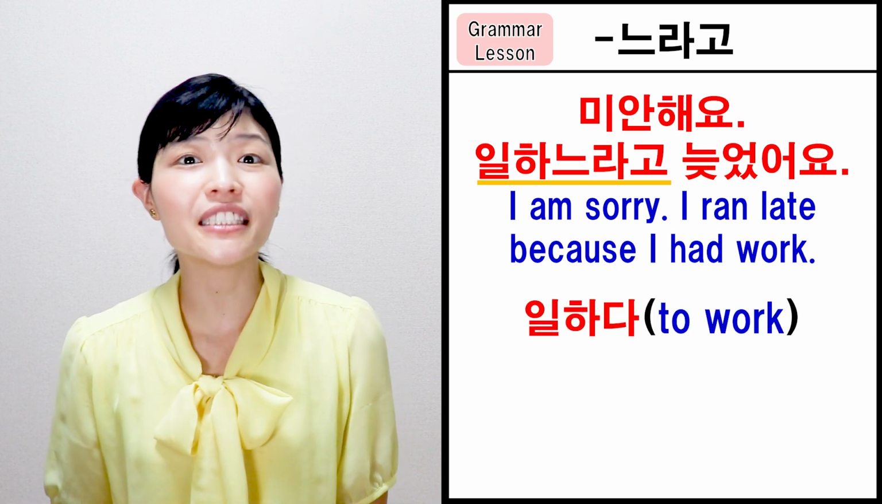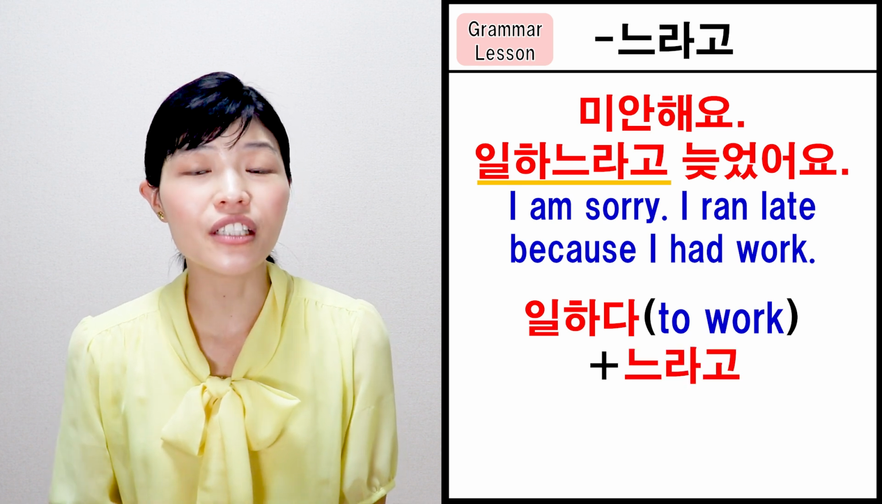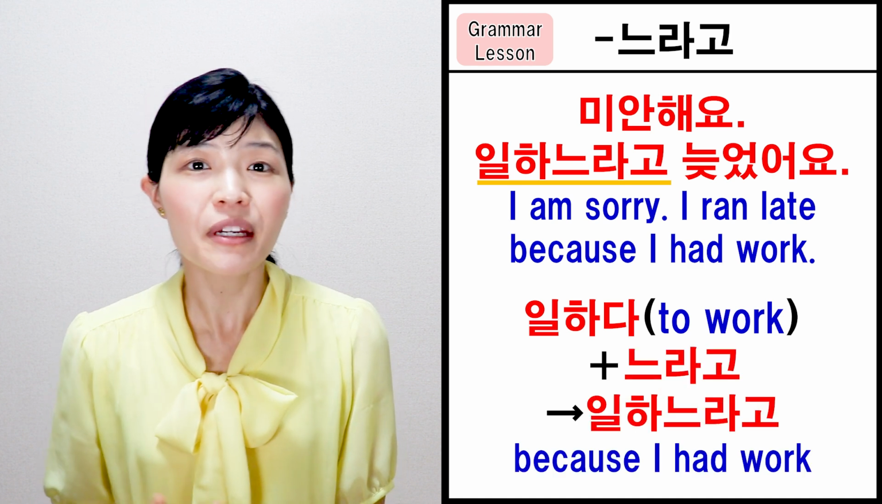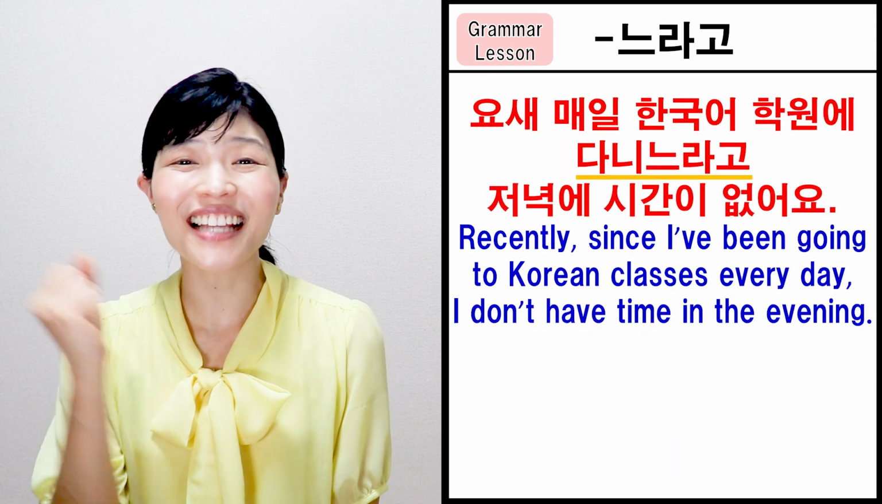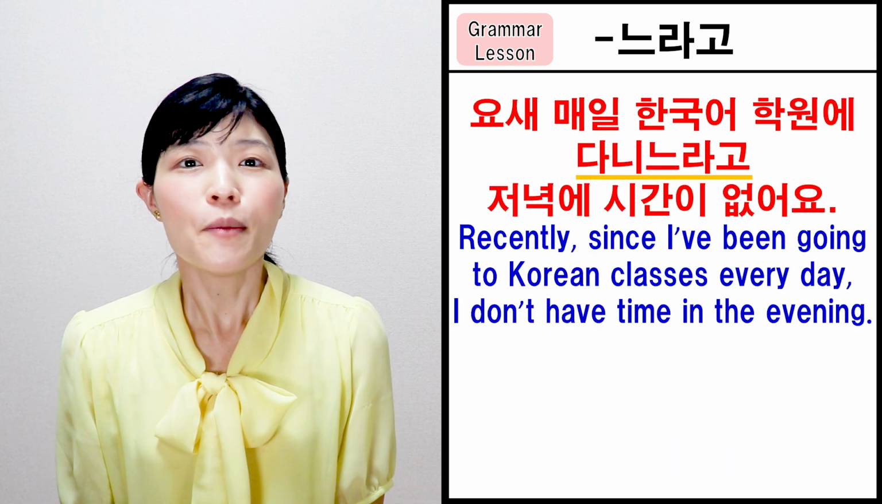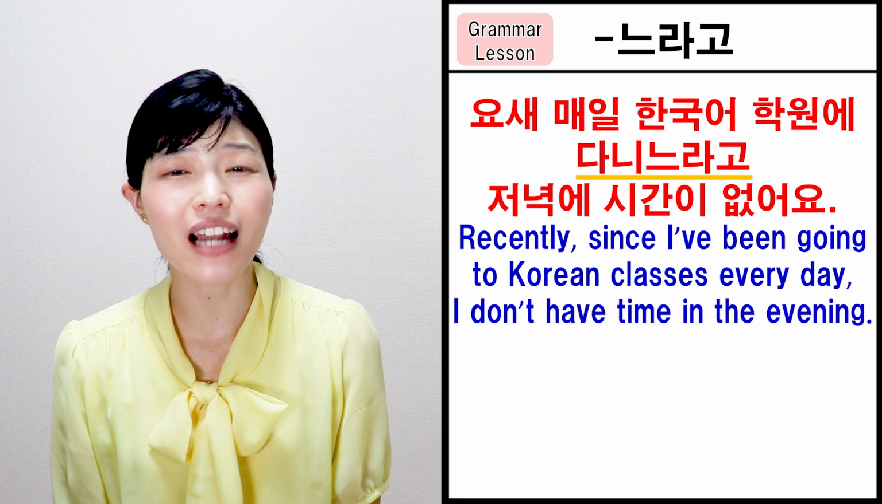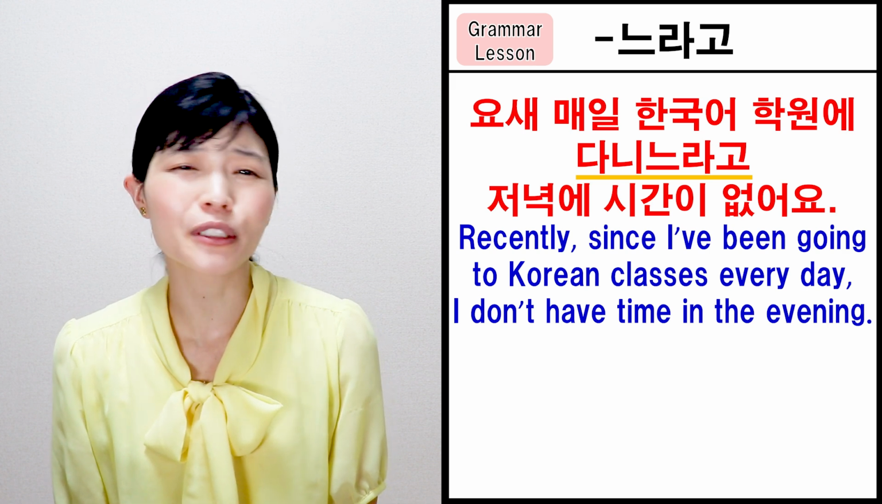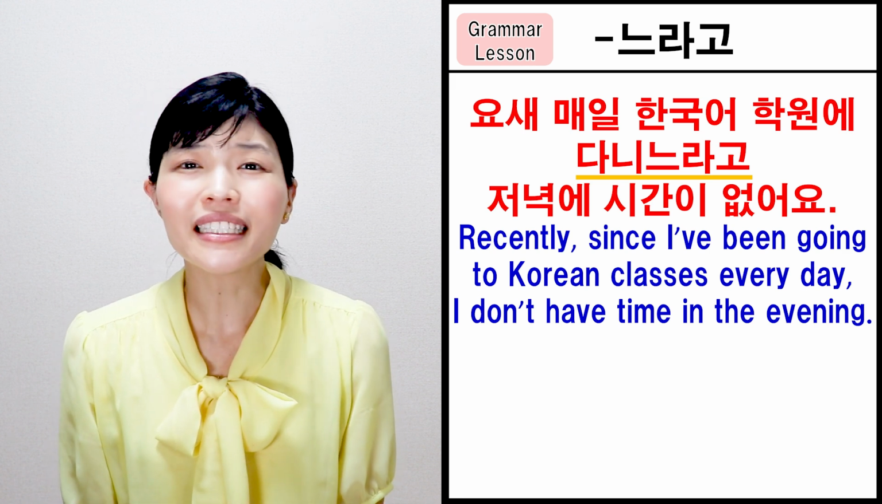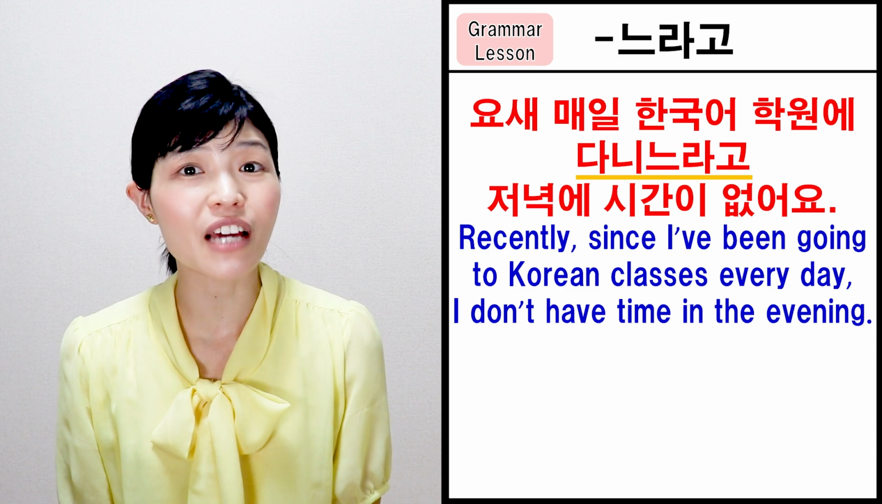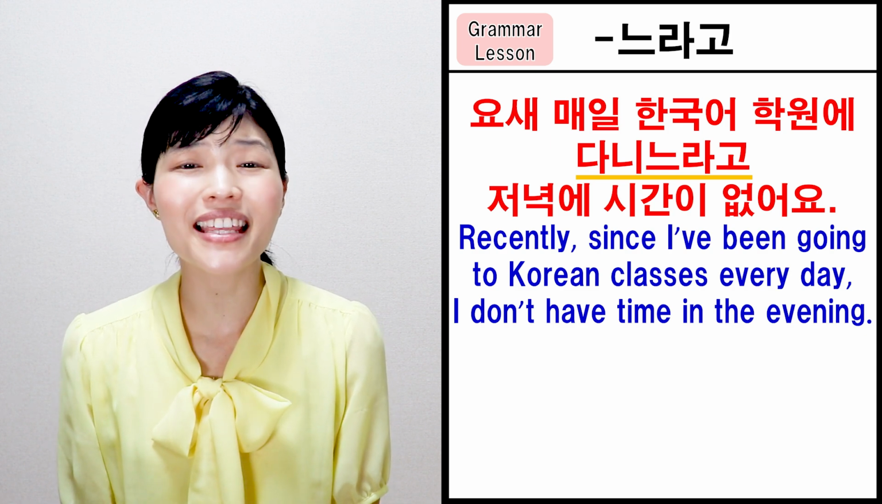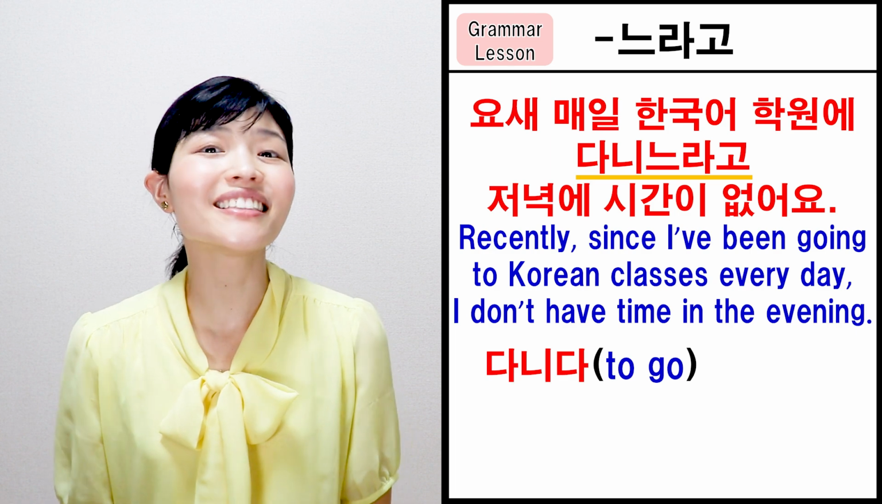Here, 일하다 means to work. You attach 느라고 to say 일하느라고 because I had work. Let's read the next sentence. 요새 매일 한국어 학원에 다니느라고 저녁에 시간이 없어요. Recently, since I've been going to Korean classes every day, I don't have time in the evening. Here, 다니다 is to go.